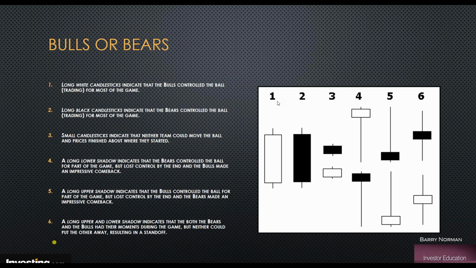So number 1, what we see on the chart, is called a long white candlestick. And that tells us the bulls controlled the ball for most of the game. So in the red and green scenario, this would have been a green candle with a relatively balanced wick on either end, which tells you that the bulls had the ball for most of the game. Number 2, which would also be a red or a black, is the exact opposite. The bears controlled the ball for most of the game.